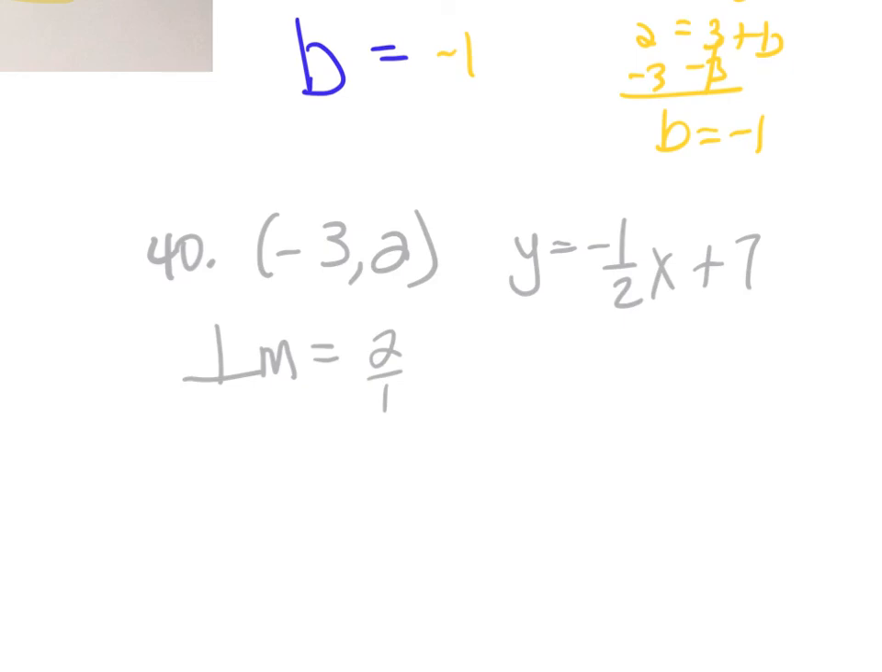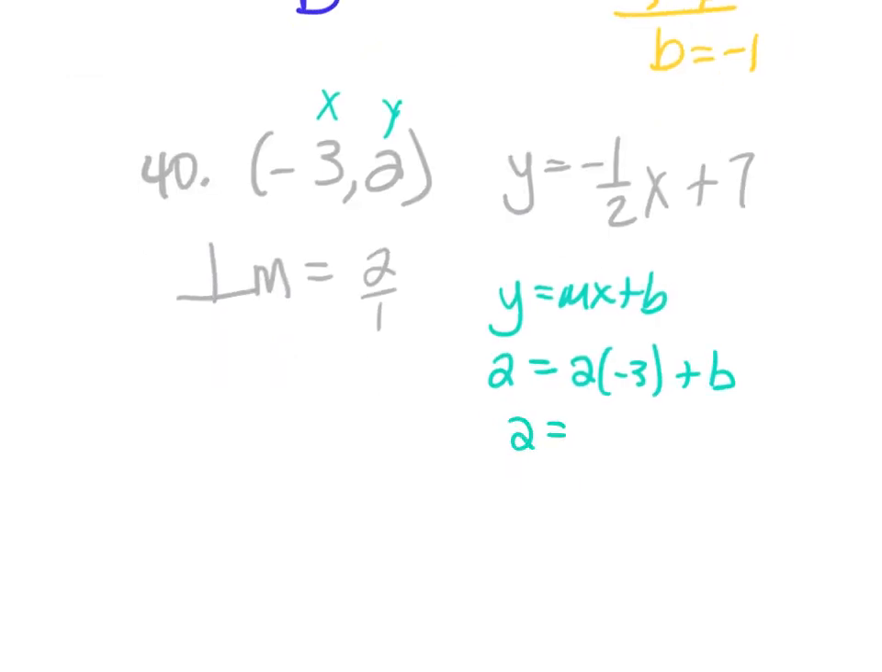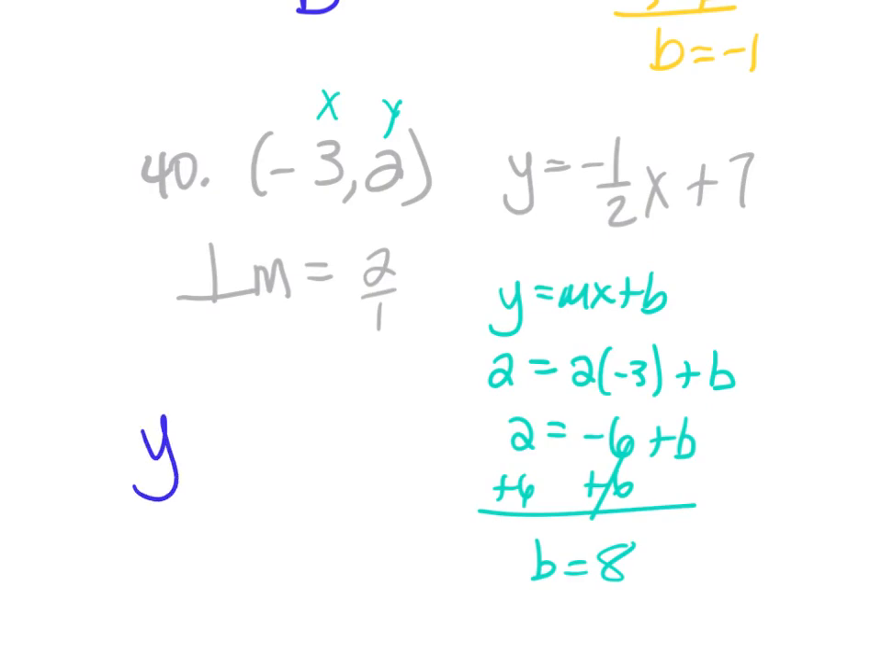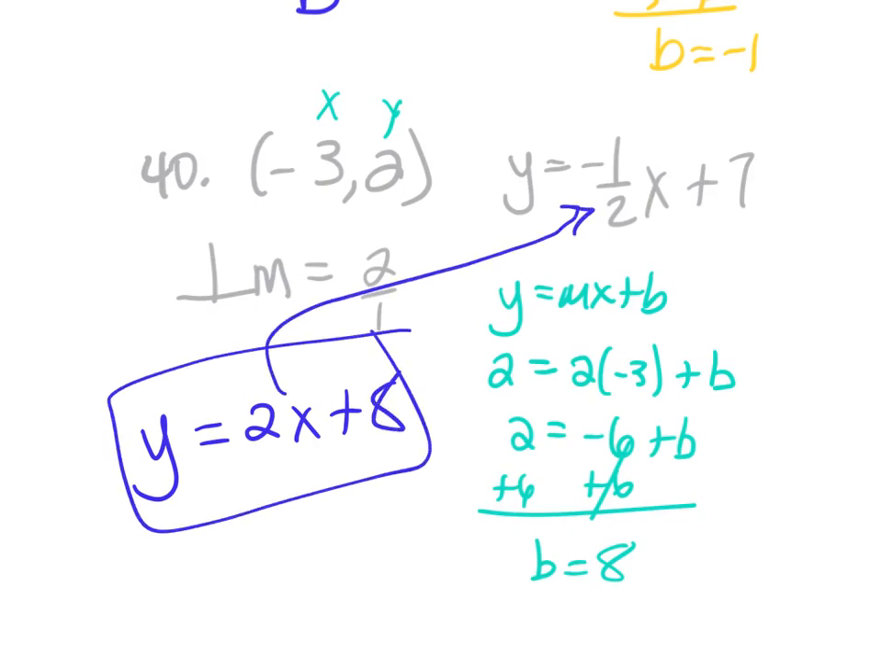Good. So y equals mx plus b. I got to find the b. So this is the x to use. This is the y. So I have 2 equals 2 times -3 plus b. 2 equals -6 plus b. Add 6 to both sides. So b equals 8. So when we write our equation of our line, it's y equals 2x plus 8. And when you compare them, are those two slopes opposite reciprocals of each other? Yes. Yes, they are.